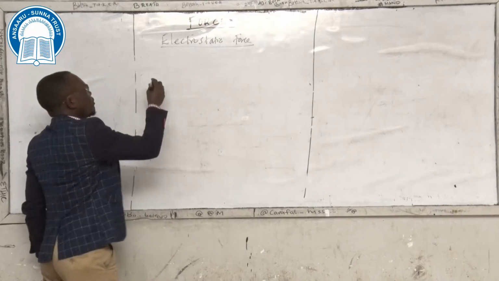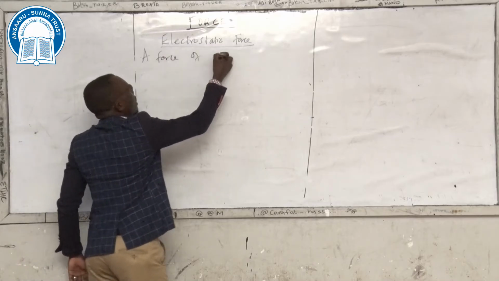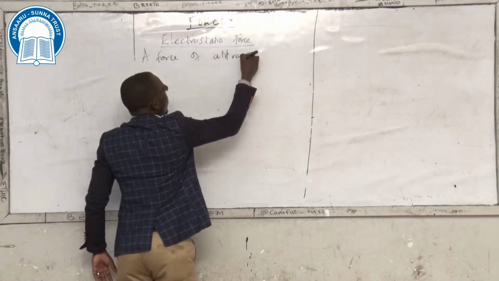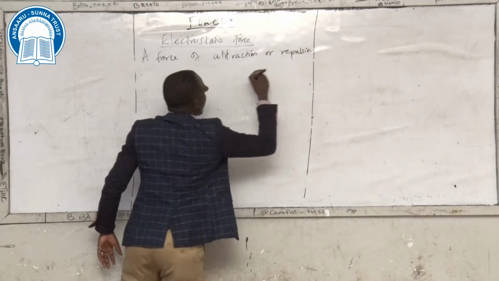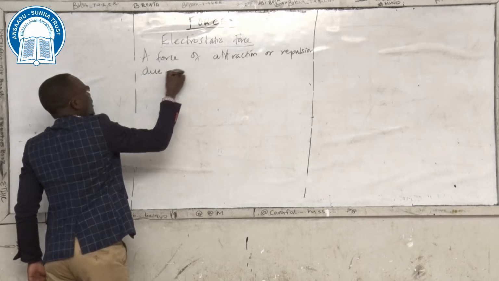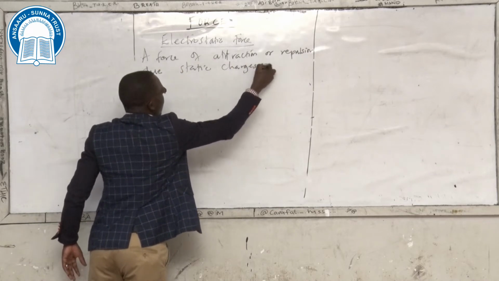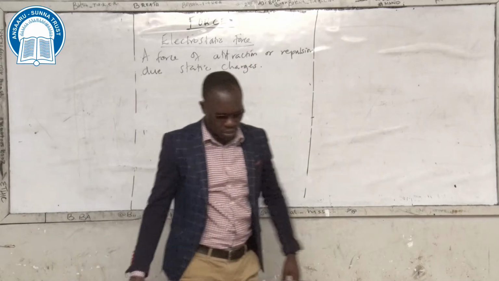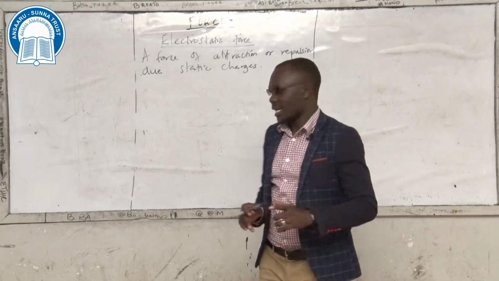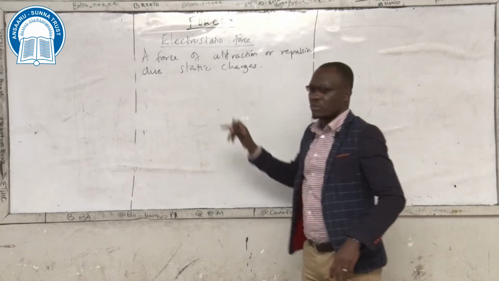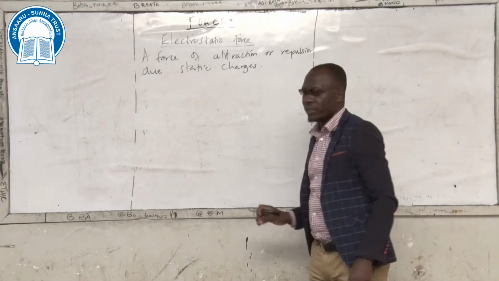Electrostatic force we define as a force of attraction or repulsion due to static charges. What are static charges? Static means not moving, stationary. These are charges which are not moving.